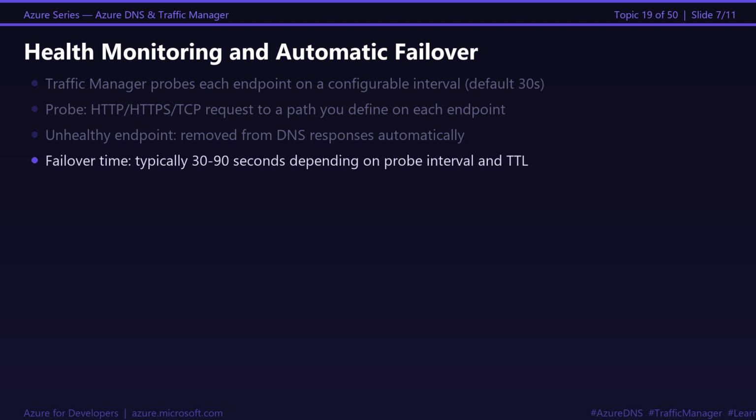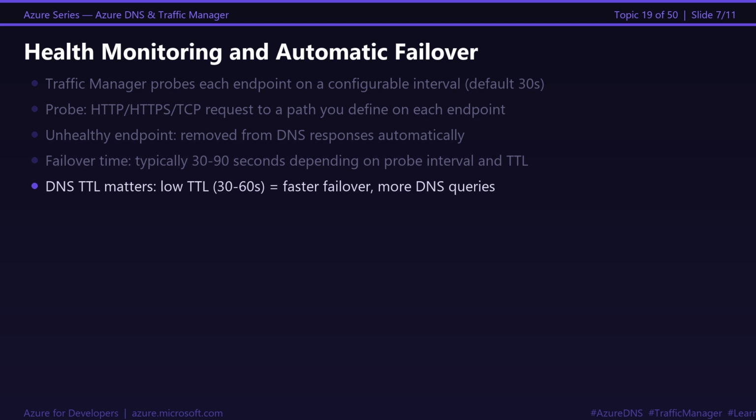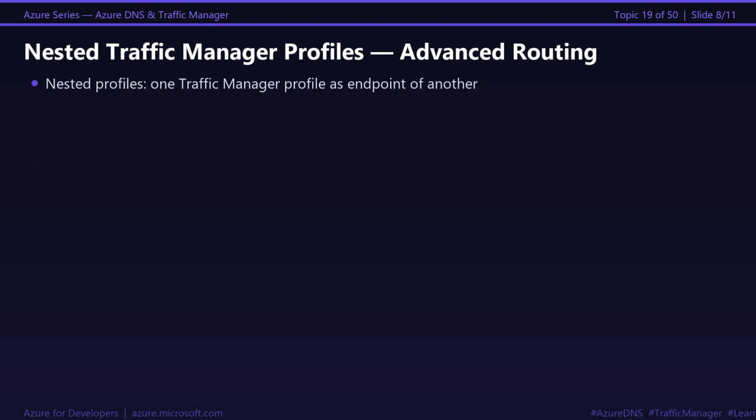Single Traffic Manager profiles handle one routing dimension. Nested profiles give you 2 dimensions at once. Here is a real example. Top-level profile uses geographic routing. European users get directed to the Europe profile. Asian users get directed to the Asia profile. American users get directed to the Americas profile.